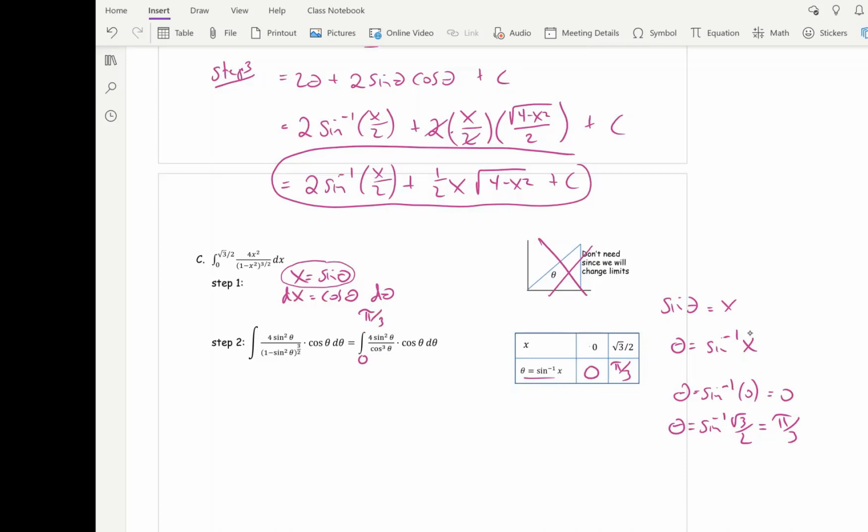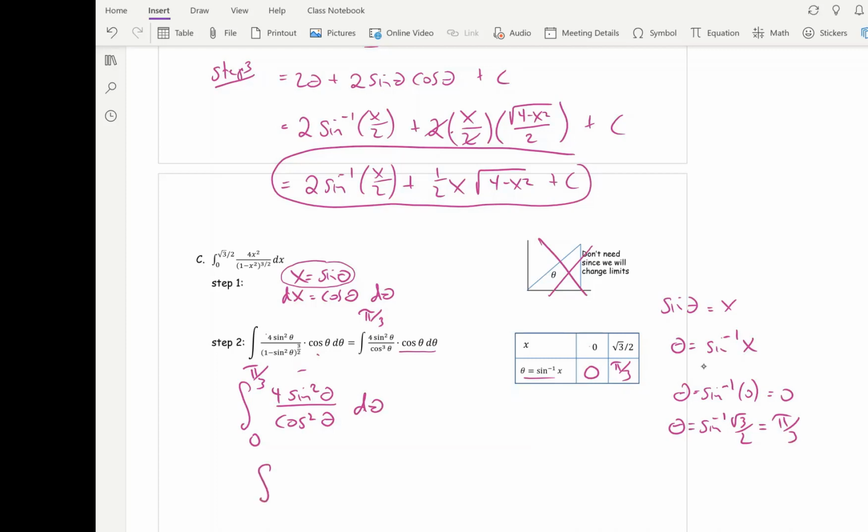And I started out the calculations for us. On top, I have 4x squared. So I took 4 sine squared theta. And then in the denominator, I've got 1 minus x squared to the 3/2. 1 minus sine squared is cosine squared, and that's to the 3/2. 3/2 times 2 is 3. That's how I ended up with the 3 right there. And then the cos theta d theta is from my dx. So altogether, if I simplify, that's going to be 4 sine squared theta over cosine squared theta, and my new limits are 0 to pi over 3 d theta.